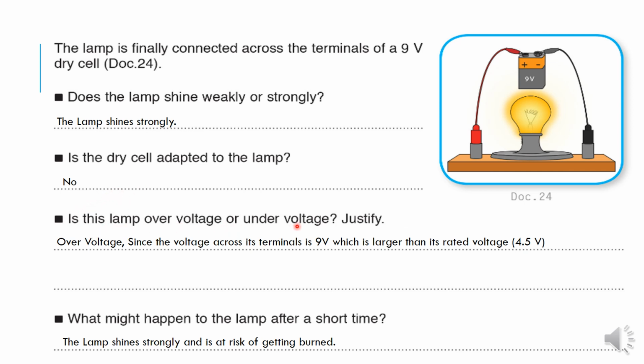Is the lamp over voltage or under voltage? I have to justify. It's obvious that it is over voltage, since the voltage across its terminals, which is 9 volts, is larger than its rated voltage, which is 4.5 volts. So when the voltage across the terminals of a lamp is larger than its rated voltage, we consider the lamp as over voltage. What might happen to the lamp after a short time? The lamp shines strongly and is at risk of getting burned. Since we are providing more voltage than it can handle, the lamp is at risk of getting burned.